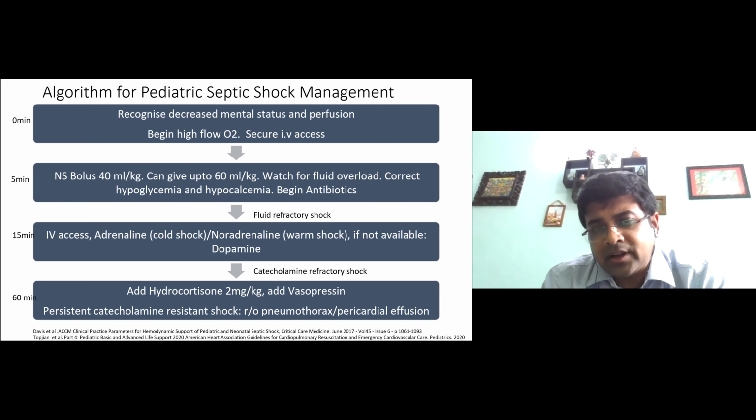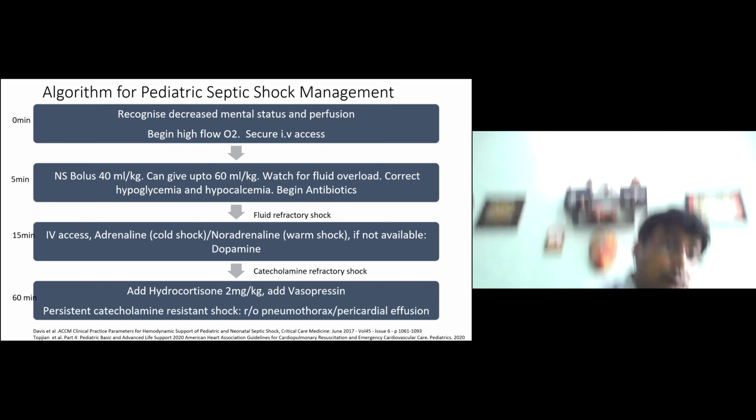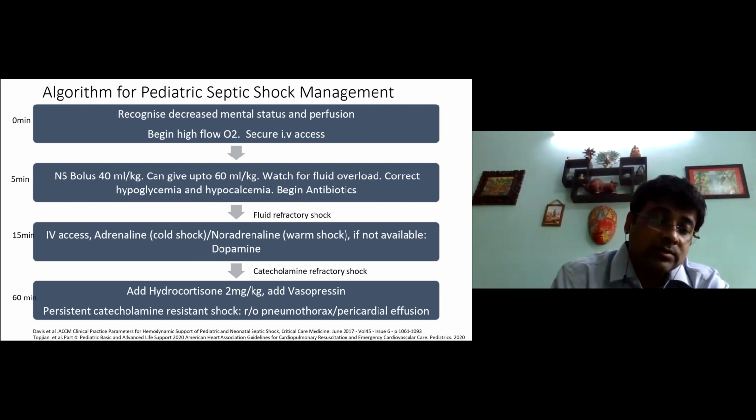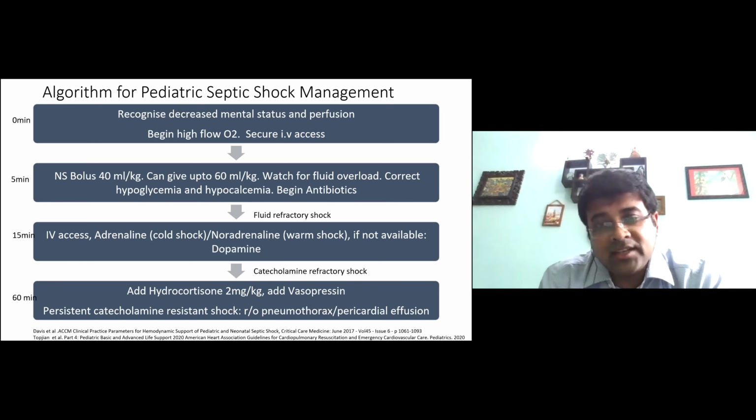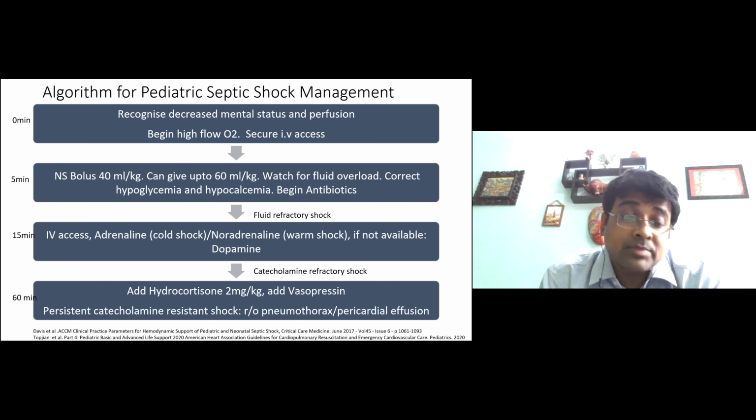In persistent catecholamine resistant shock, you have to look for pneumothorax and pericardial effusion. And remember, pneumothorax is a very important state, especially in COVID pneumonias. You must have seen when you've worked in the adult side, at this time's variant had presented with pneumomediastinum and spontaneous pneumothorax. Sometimes when you're overzealously bagging or intubating a child, you might end up with a pneumothorax. So these two are very important states. Pericardial effusion can occur, especially with the MIS.